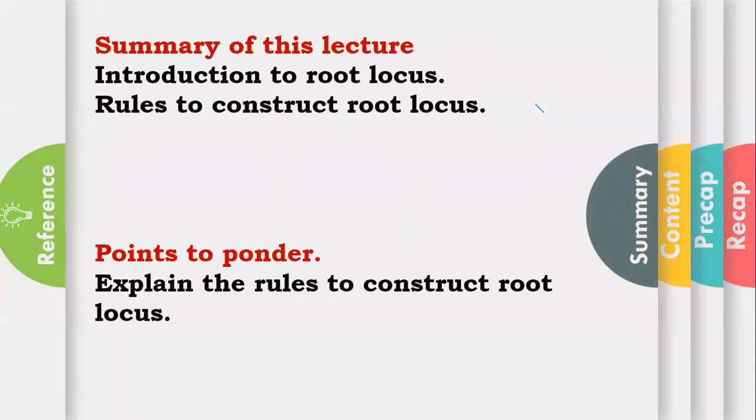So in this lecture, we tried to understand the meaning of root locus. The root locus definition is: the path taken by the roots of the characteristic equation when the open loop gain K is varied from 0 to infinity is called the root locus.